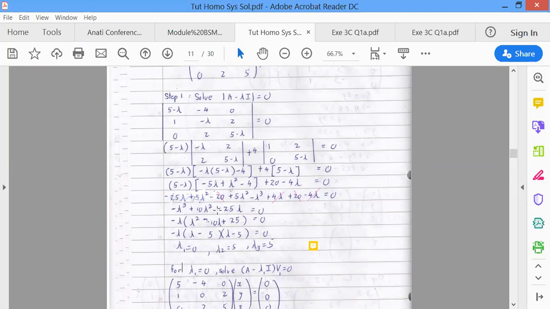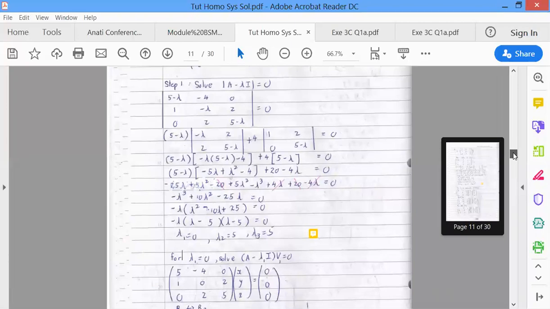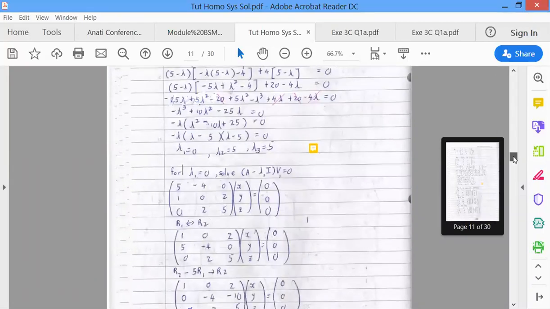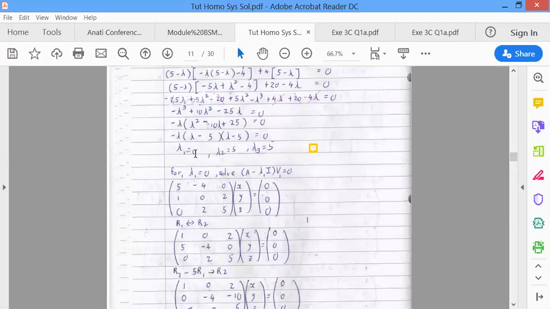So another way, like in this case, I factor out. Here it's 25, so the repeated one is 5, or you factor out. So first step, you get the eigenvalues. You have 3 eigenvalues, 2 are repeated. First step, for lambda 1 equal to 0, you solve (A minus lambda 1 I) p1 equal to 0.